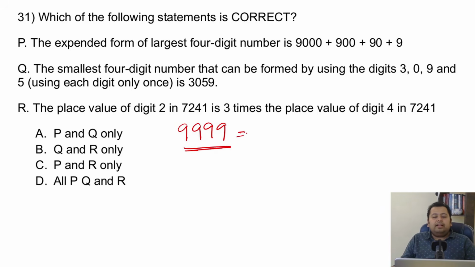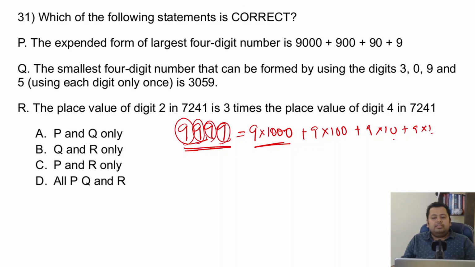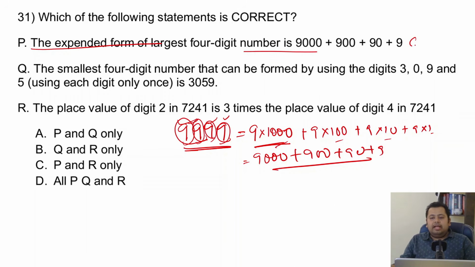Now, if I do the expanded form of this, it is nothing but 9 multiplied by 1000, because this is the ones place, tens place, hundreds place, and thousands place, right? So 9 multiplied by 1000 plus 9 multiplied by 100 plus 9 multiplied by 10 plus 9 multiplied by 1, right? So ones, tens, hundreds, thousands. This becomes 9000 plus 900 plus 90 plus 9. So this following statement is correct.